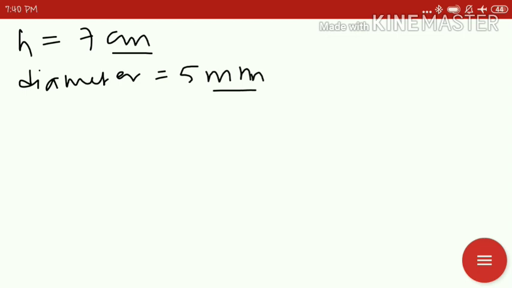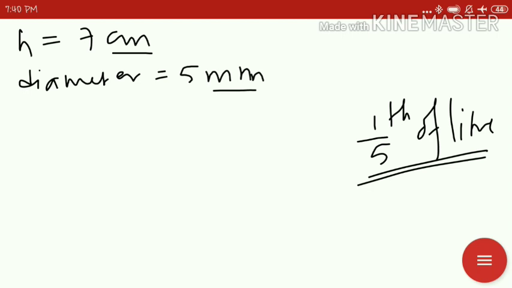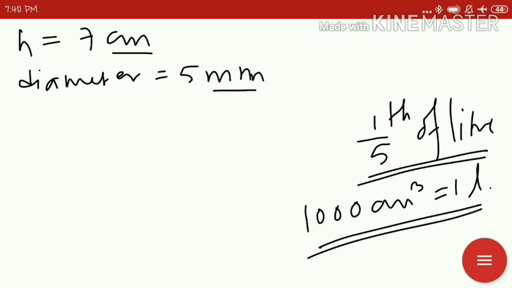Now the problem is that in which unit we are going to convert. It is better to convert the whole thing into centimeter, because at the end of the problem it is given that 1/5 of a liter. That means we need to convert the volume into liter, and we know the result that 1000 centimeter cube equals 1 liter. So we need to convert the whole unit into centimeter.